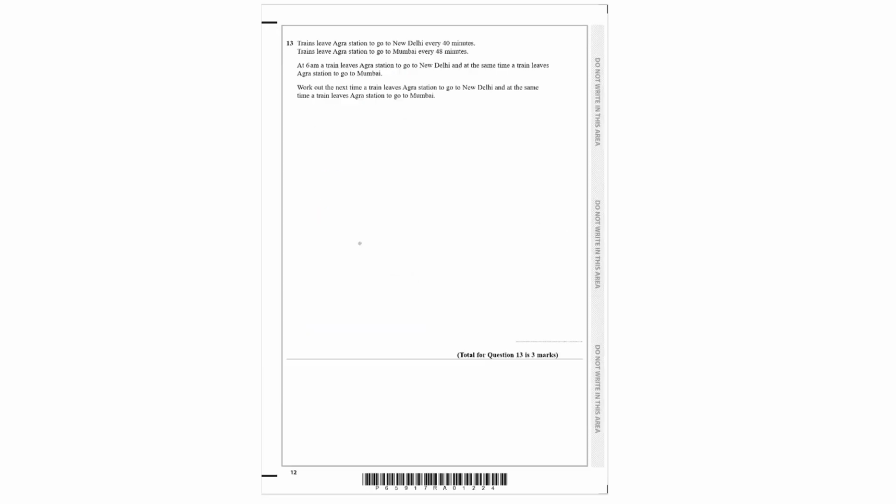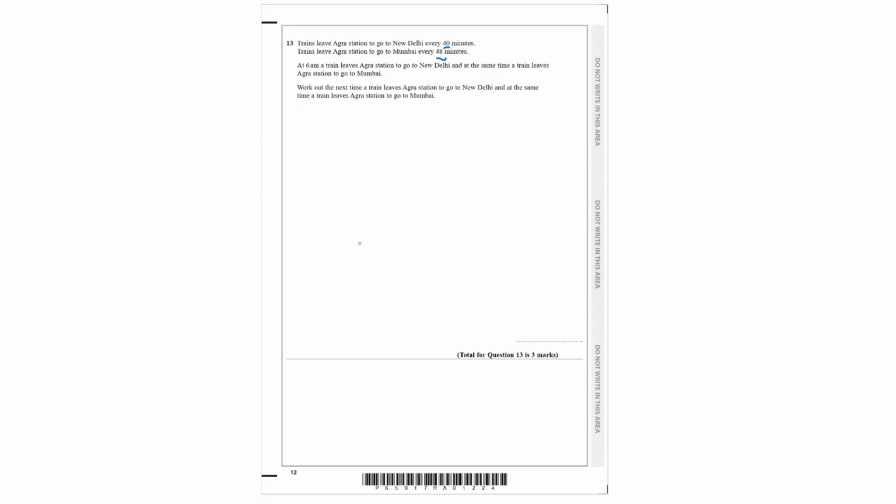Question 13. Trains leave Agra station to go to New Delhi every 40 minutes, and trains leave Agra station to go to Mumbai every 48 minutes. At 6 a.m., a train leaves Agra station to go to New Delhi, and at the same time, a train leaves Agra station to go to Mumbai. Work out the next time a train leaves Agra station to go to New Delhi, and at the same time, a train leaves Agra station to go to Mumbai.